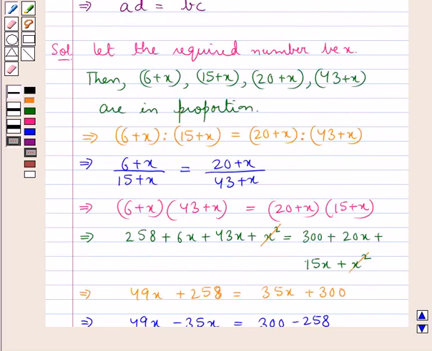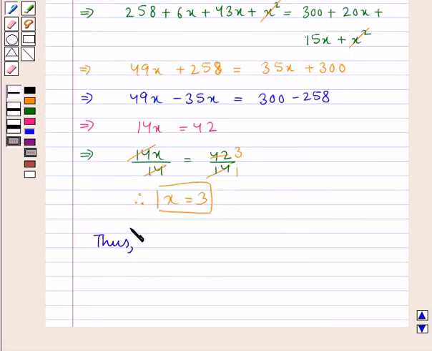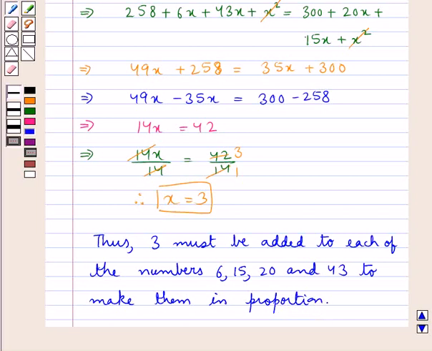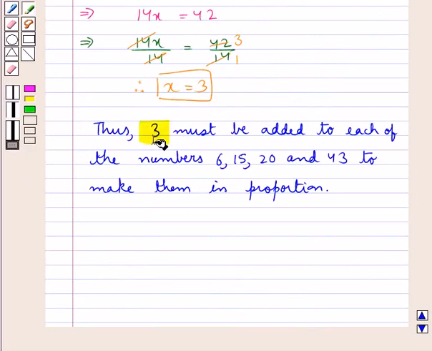And in the starting of the solution, we had assumed the required number to be x. So we can say, thus, 3 must be added to each of the numbers 6, 15, 20 and 43 to make them in proportion. So this is our final answer, that is 3 is the final answer for this question.